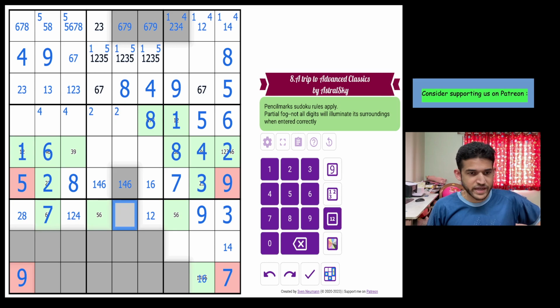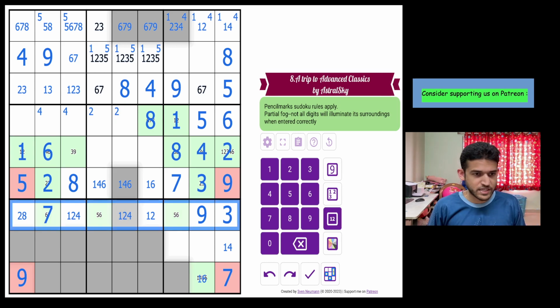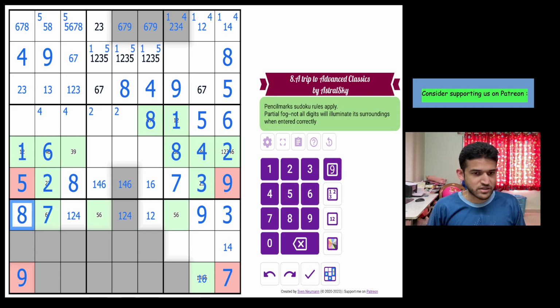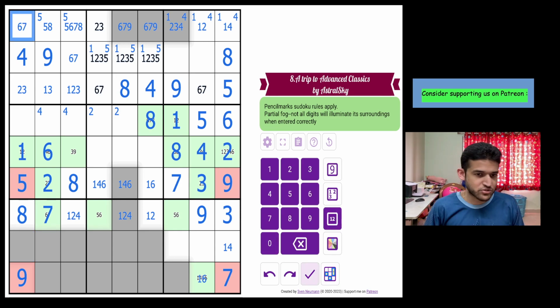Okay, so where does the 8 go in this row? Has only one cell. So that's 8. But sadly, that has not uncovered any fog. So that's not an 8, 6, and 7. I think you should reduce the digit in a fog-shaped cell to uncover the fog around it. I'm not wrong.